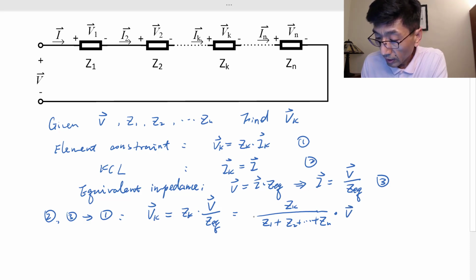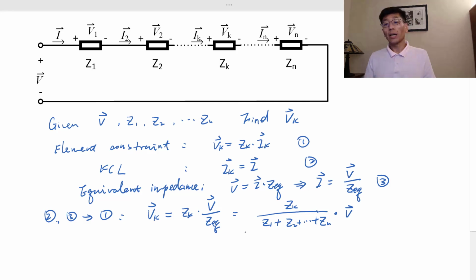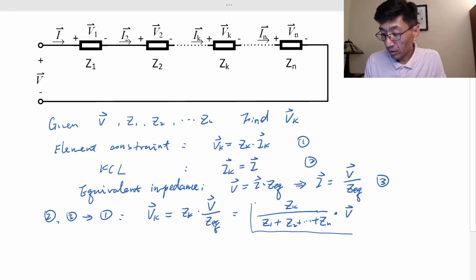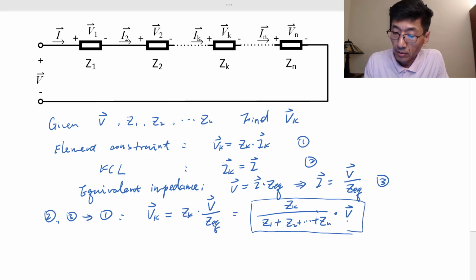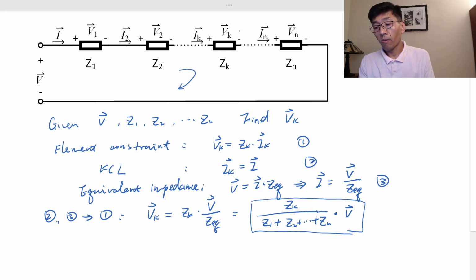If you try to find the voltage across the kth element, you just use that impedance divided by the total impedance, or the equivalent impedance. So this is the voltage division. But there's a catch here, so pay attention: we labeled all the voltages across the elements in different directions.